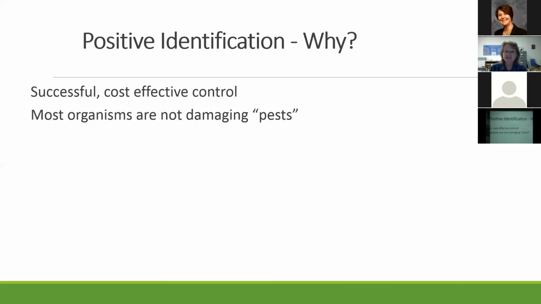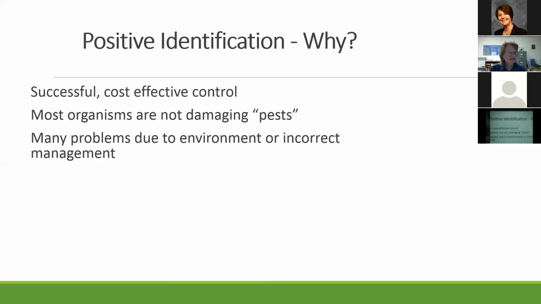And most organisms are not damaging pests. So we need to positively identify what the cause is before we ever, especially, attempt pesticide control. Many problems are due to the environment or incorrect management. So as I said earlier, we may need to change the plant completely because it's the wrong plant for the location, or maybe it's just the weather and the plant's just going to have to look tough for a while. Or we need to change our management practice.